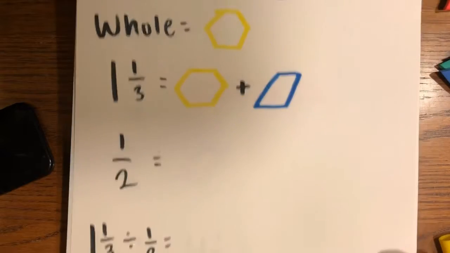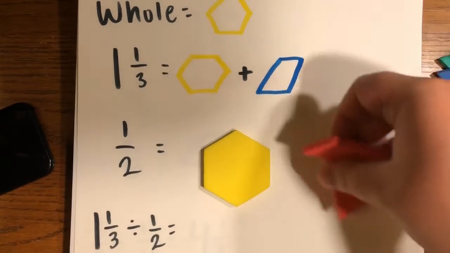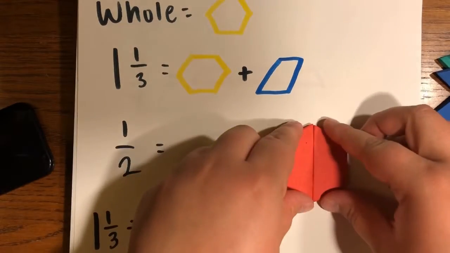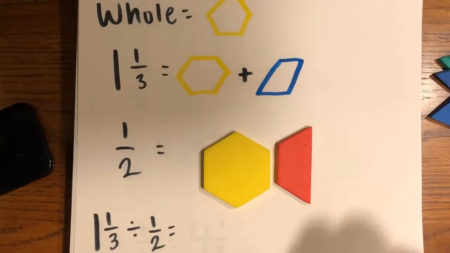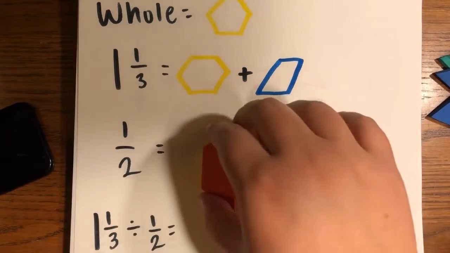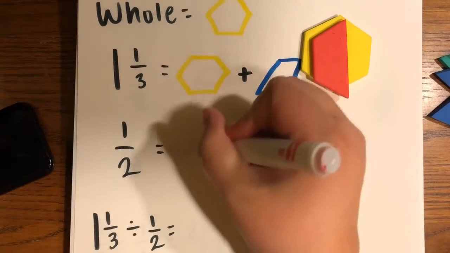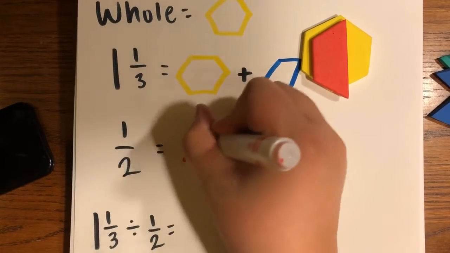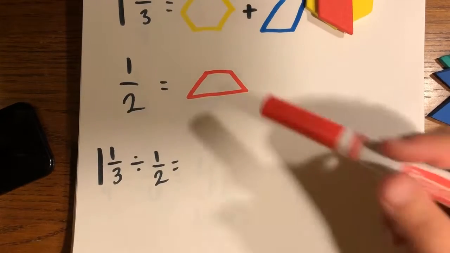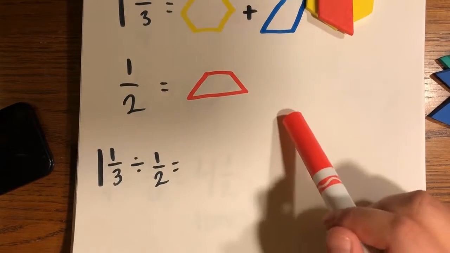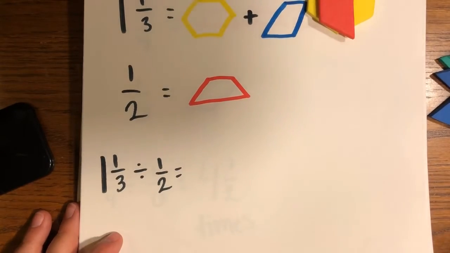What about 1/2? This one's a little bit simple. We know that 2 trapezoids equal a hexagon, therefore 1 trapezoid would equal half. So we're just going to write that. Now it's time to figure out how many times our trapezoid can go into our hexagon and our rhombus.